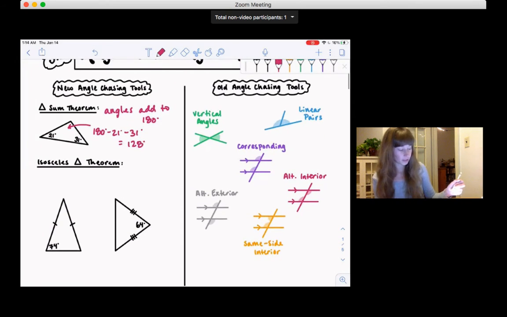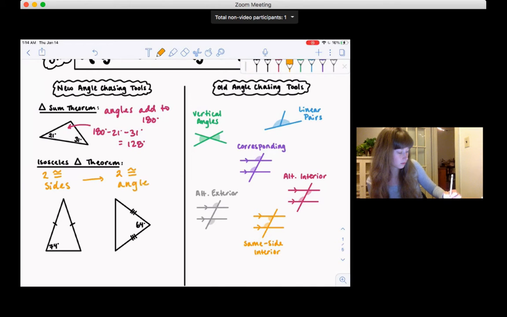We also learned the Isosceles Triangle Theorem, which basically just said if a triangle has two congruent sides, then it must have two congruent angles. And the theorem also goes the other direction. If you start with two congruent angles, then you must have two congruent sides. So two congruent sides and two congruent angles always happen together.